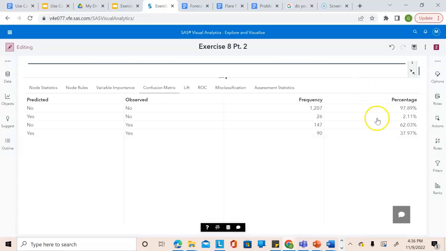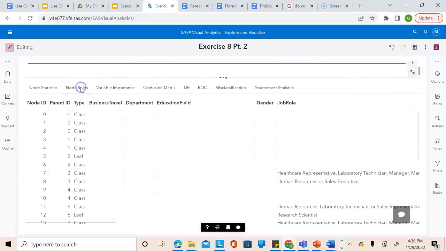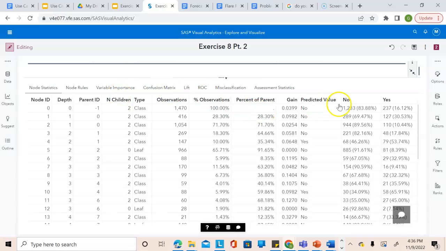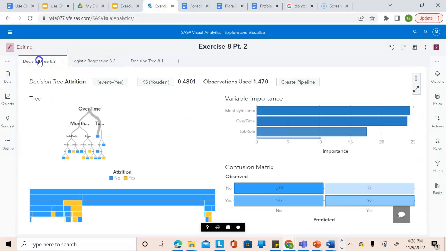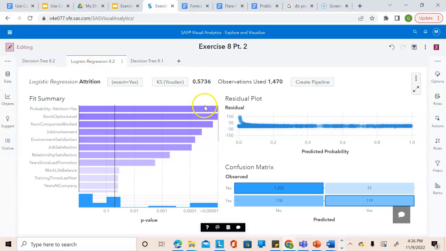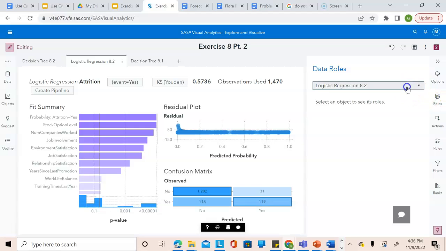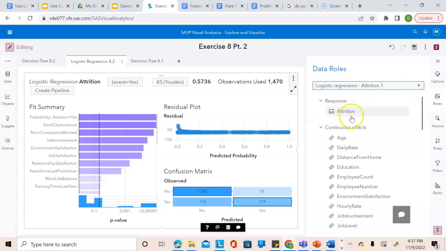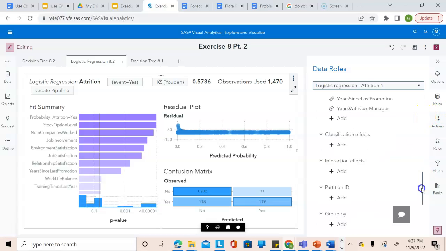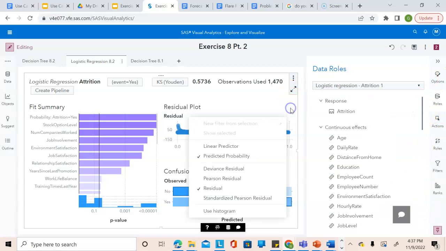This is what we were looking at, only in a chart form. There's a lot of different things we can look at to get a better idea of this. And then it says, how well does the decision model perform compared to the logistic regression model you created? So here we see with the decision tree, like I was saying, you do want the KS to usually be over 50%, but this isn't terrible. And then looking at the logistic regression, we did the same thing as with decision tree. If we look at our roles, we put attrition as the response, included all of the continuous effects available.